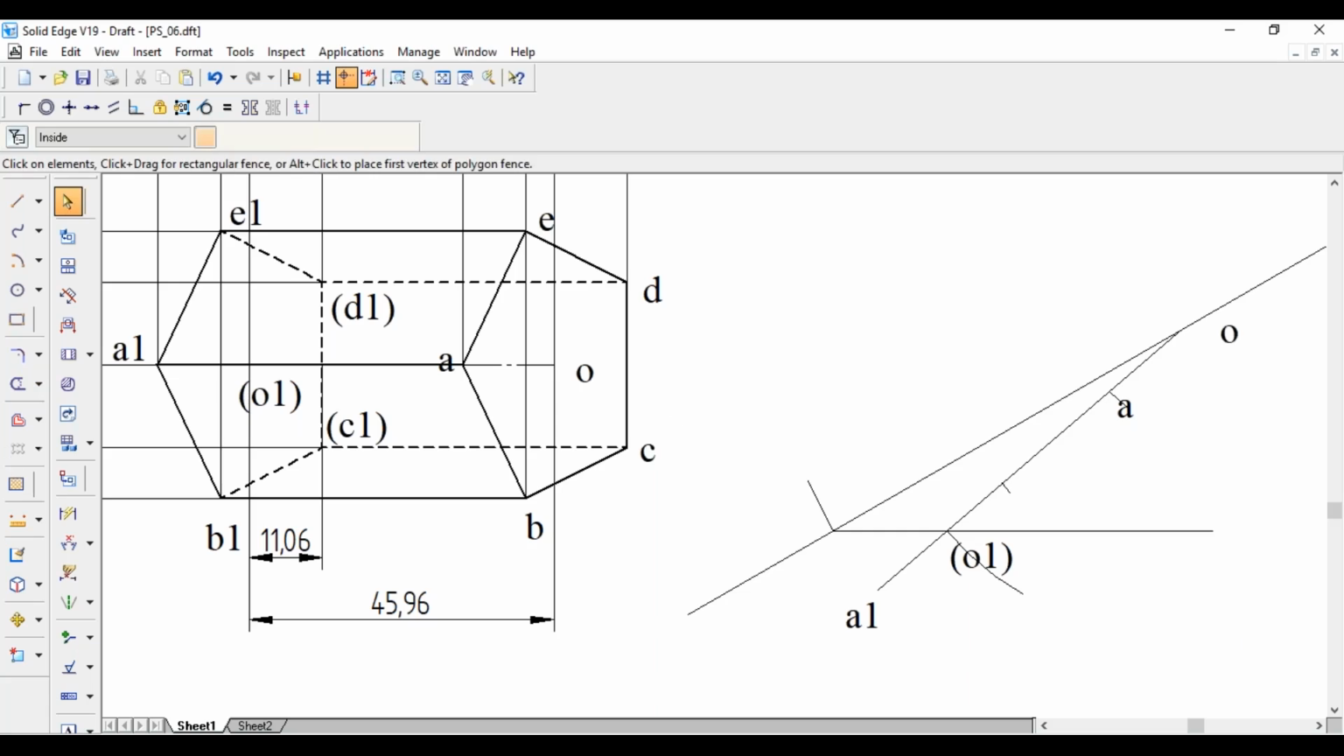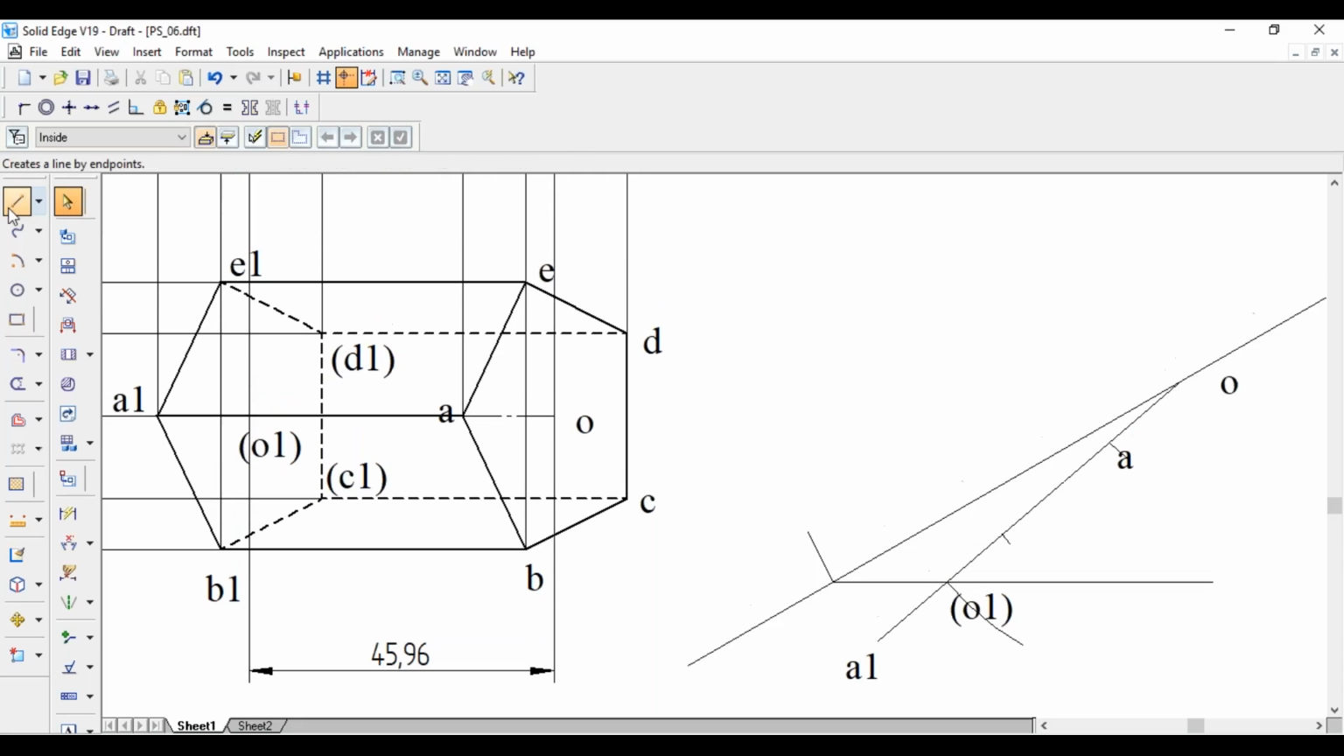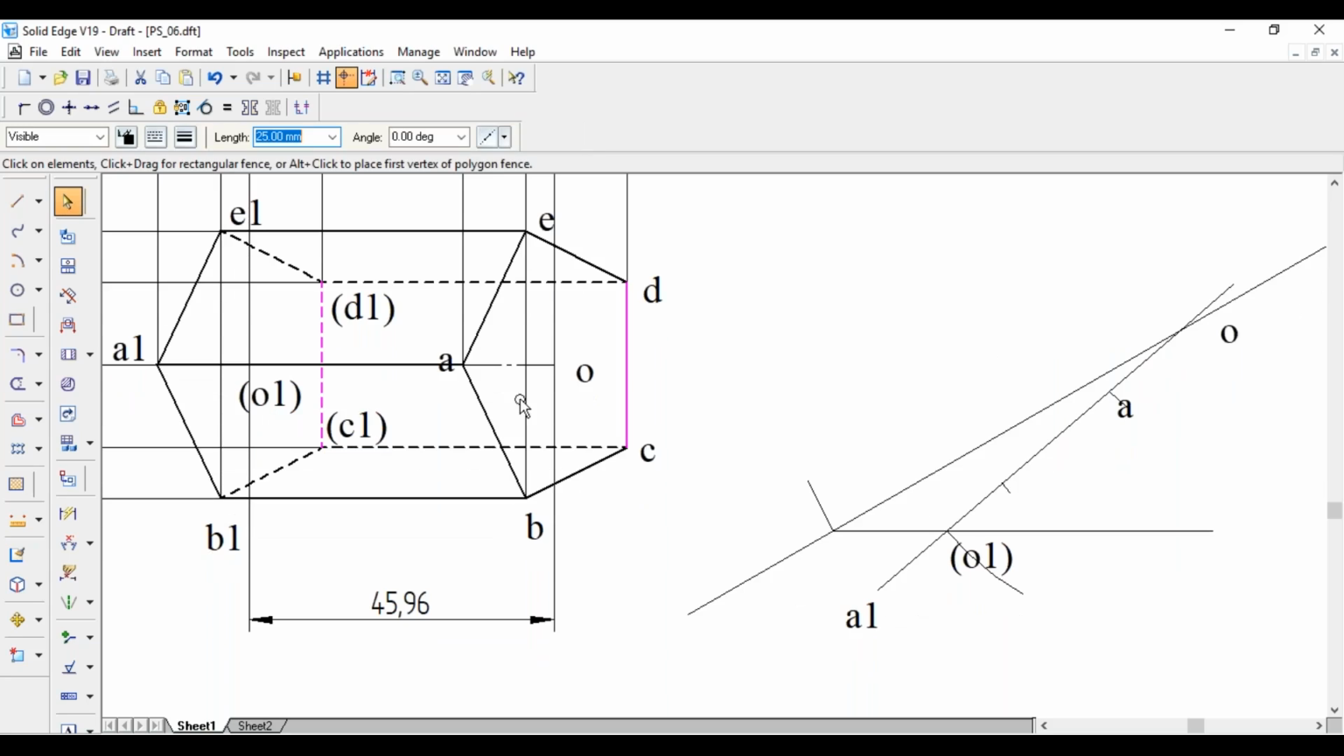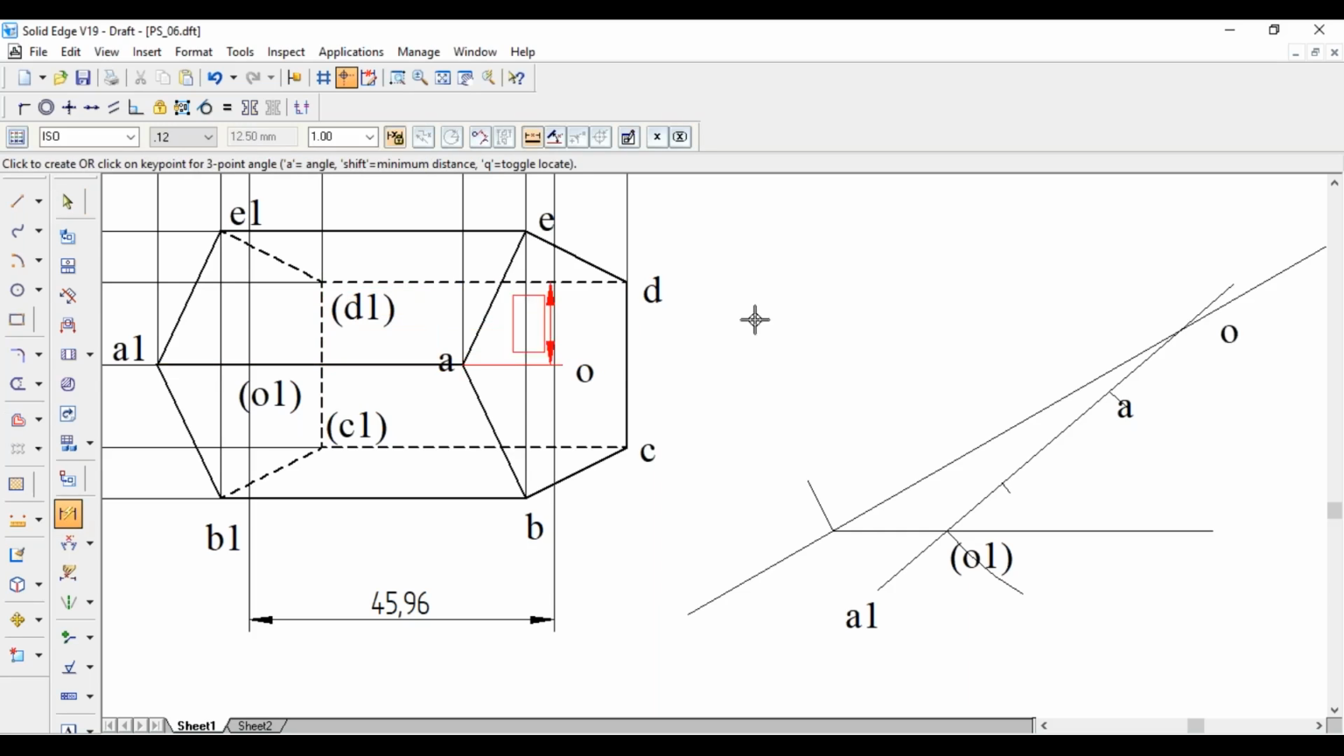Similarly, from O to the CD line the length is also the same, 11.06 mm, but it is on the extension. So we have to extend this O line for a length of 11.06 mm. Next, these two lines are perpendicular to OO1, and we have to draw only half of the length on each side. So half length is 12.5 mm, because the overall length is 25 mm.